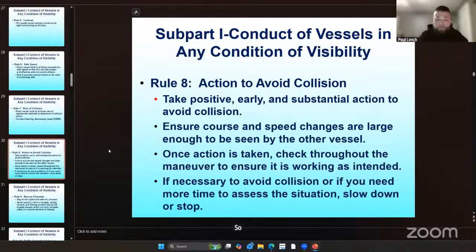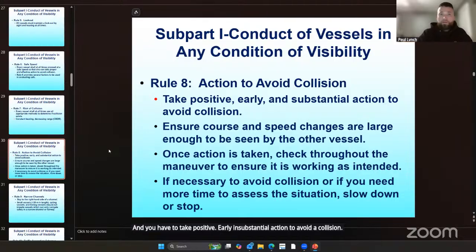So, when does risk of collision exist? It's when you think it exists. And you have to take positive, early, and substantial action to avoid a collision. Once you deem it exists, it exists. Don't wait. Just make the maneuver. Get out of the way.